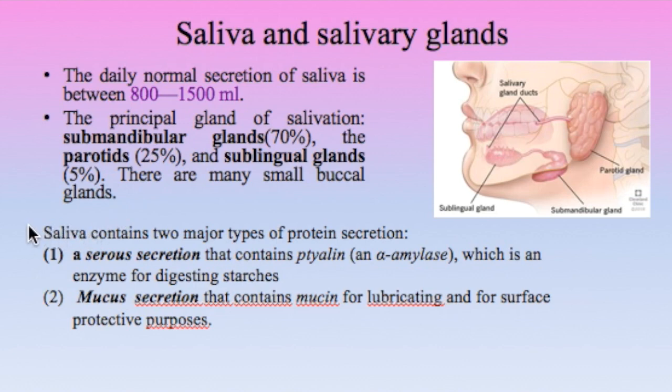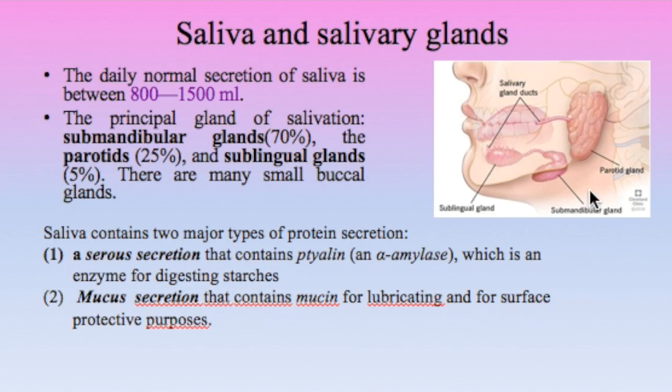The salivary secretion has two major types of secretion. The serous secretion, which is a watery secretion, contains the enzyme ptyalin, the other name is alpha amylase, which is an enzyme for the digestion of starch and polysaccharides. And the mucus secretion, which contains mucin, which is important for lubrication and protection function.